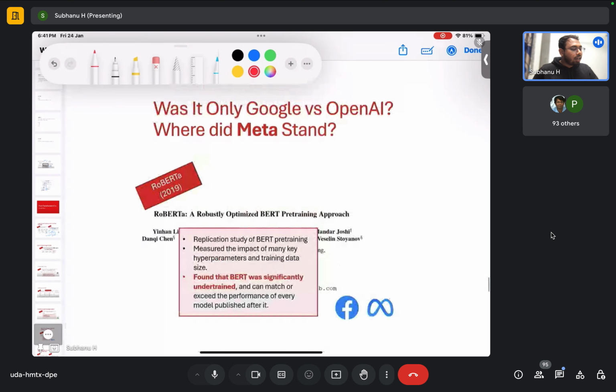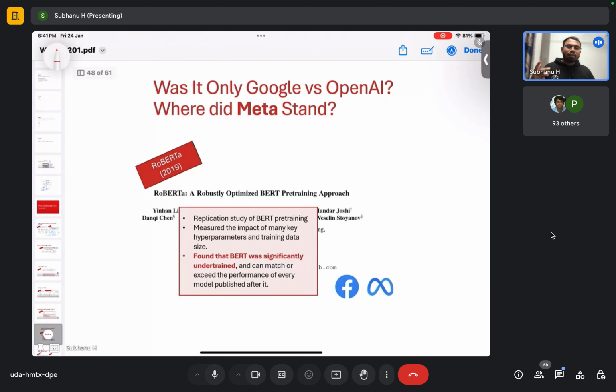Okay, we are comparing Google and OpenAI, but where is our Facebook? Yes, they came up with RoBERTa in 2019. They replicated the study of BERT pre-training and found that BERT was significantly undertrained. They came up with this paper in 2019, but they were submitting it to many conferences and it was rejected. No one was listening to them. That is the kind of thing that was going on. But now they also came into the picture.